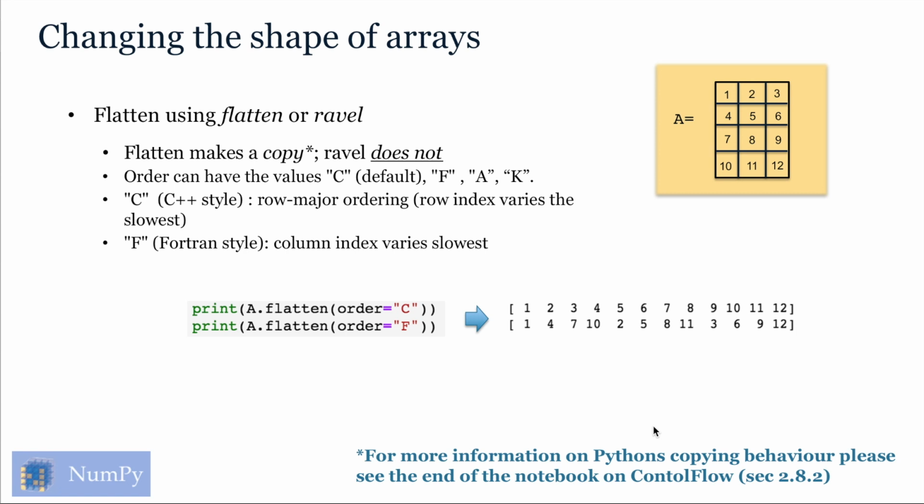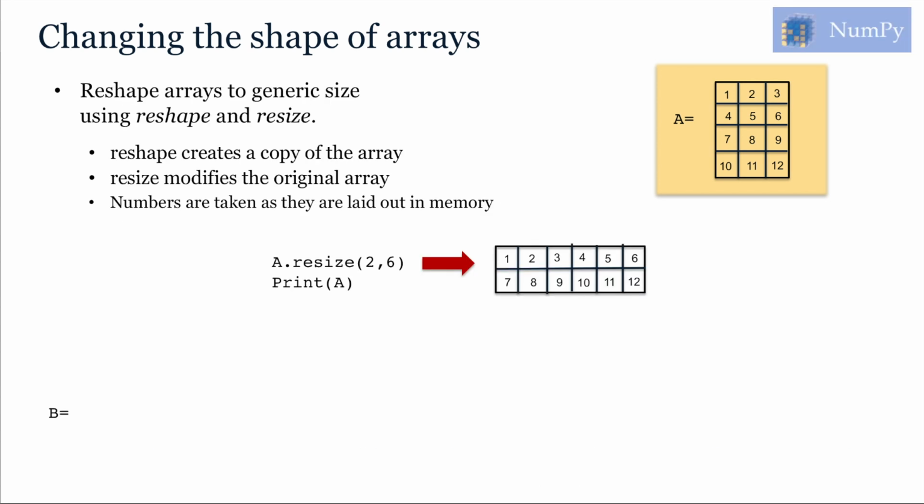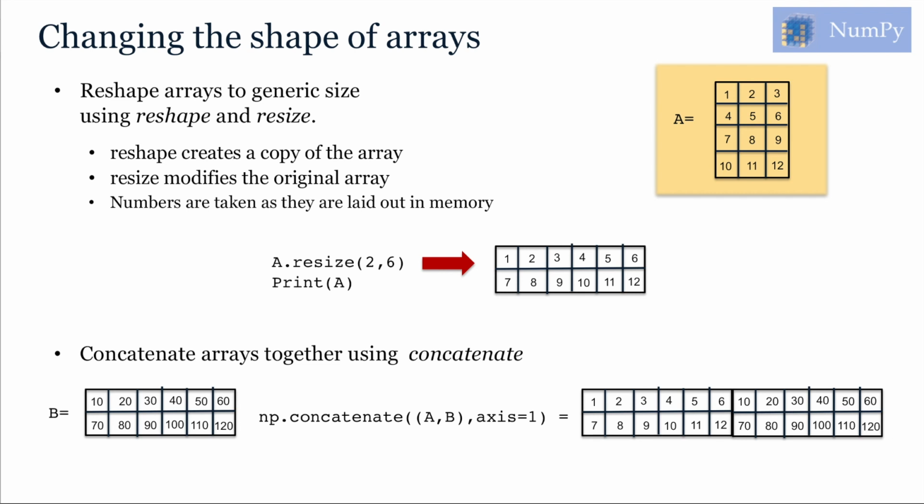Now, the copying behavior of Python can occasionally throw up problems, and for more information on this, it might be worth looking at section 2.8.2 of the control flow notebook. So alternatively, you might not want to unravel your matrix. You might just want to change it to some arbitrary new shape as long as the total number of elements is compatible. So this can be done with reshape or resize, where again, reshape is going to create a copy and resize is going to modify the original array. Finally, it's possible to combine arrays with compatible dimensions using concatenate.